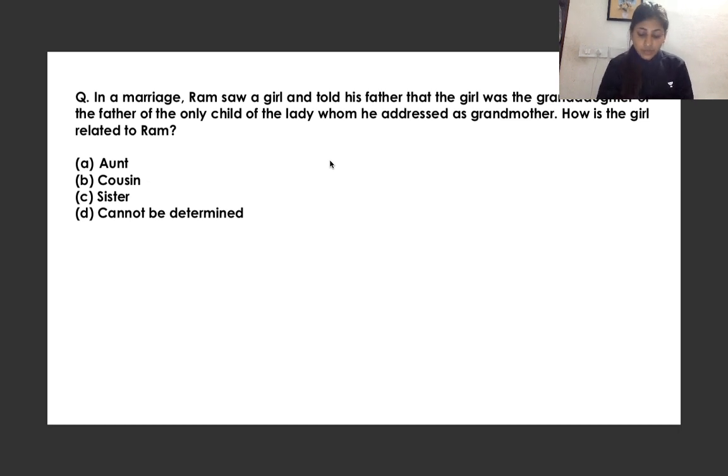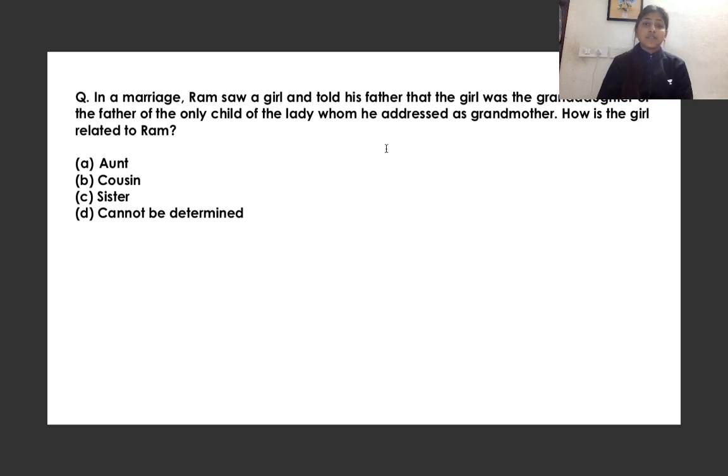So what did you answer for this? C. Okay. In a marriage, Ram saw a girl and told his father that the girl was the granddaughter of the father of the only child of the lady whom he addressed as grandmother. How is the girl related to Ram?